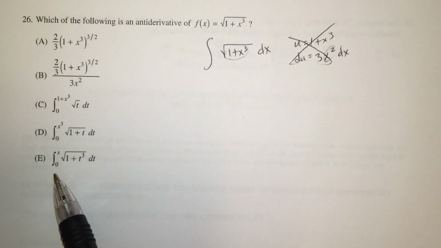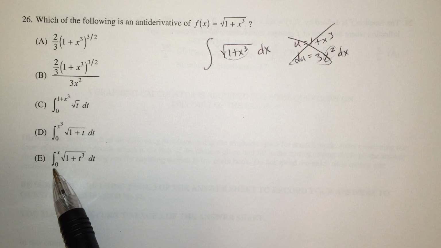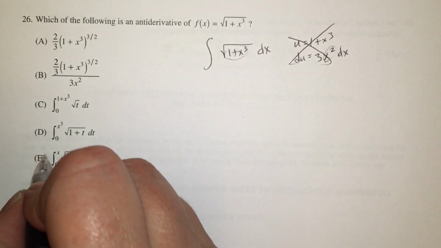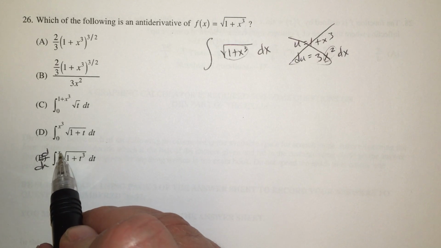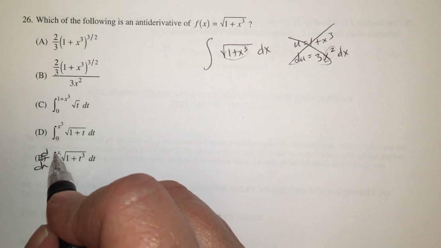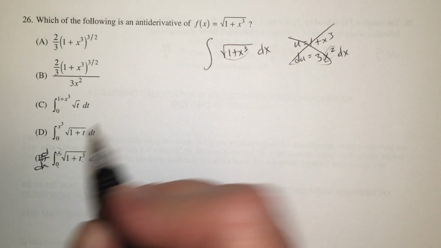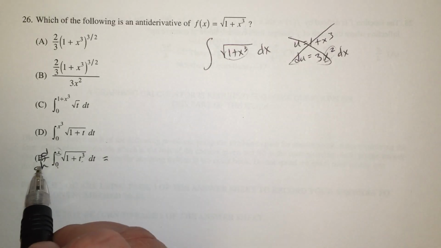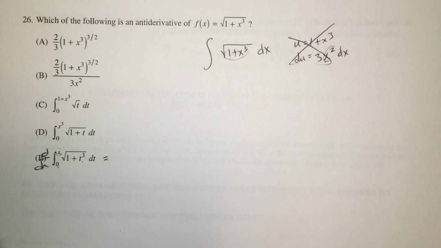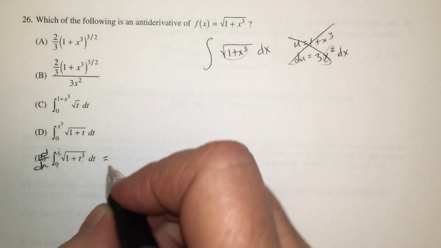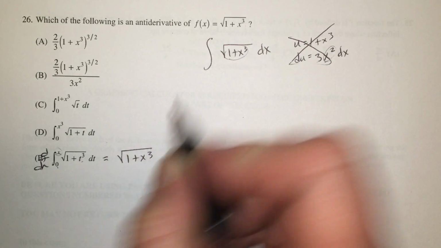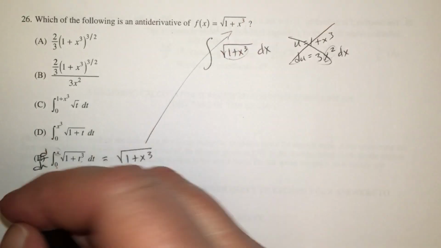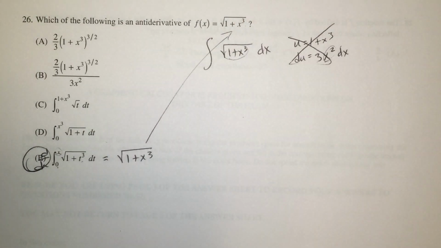Let's look at e right here. If we take the derivative of this answer right here, we have a constant in the lower bound and a variable in the upper bound, and when that happens, we just substitute the variable in right there, because the derivative and the integral are basically inverse operations. So what we get is the square root of 1 plus x cubed, and that's what we had right there. So looking from the bottom up sometimes is helpful.